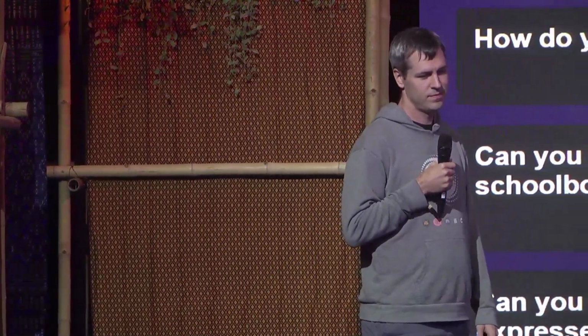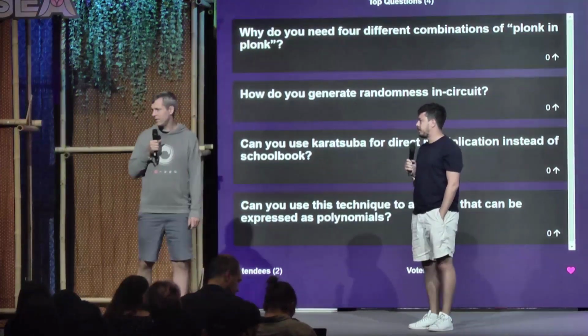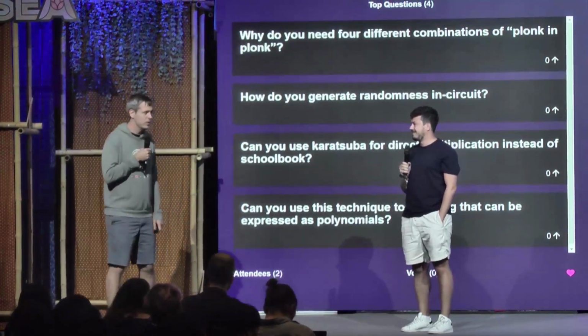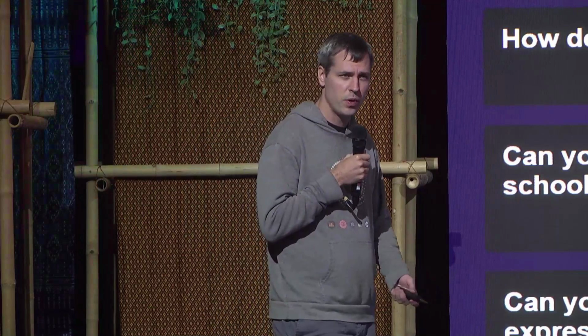Why do you need 4 different combinations of Plonk in Plonk? Yeah, it's a very good question. I ask it myself many times. So we need it because on one hand we are restricted to what we already have. For example, if we want to verify a Plonk proof on Ethereum, then we can only use BN254, because this is the only precompile provided by Ethereum. Otherwise, if you compute a pairing using, say, an assembly implementation, it will just be expensive.